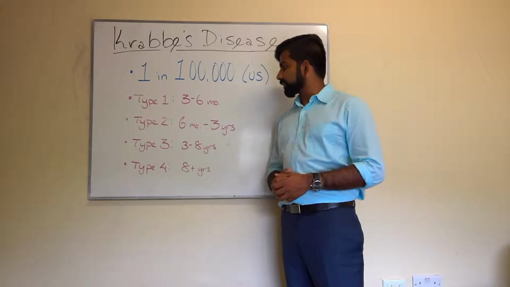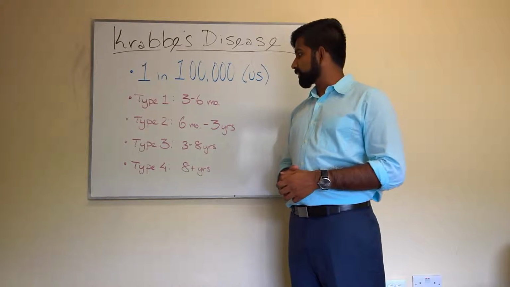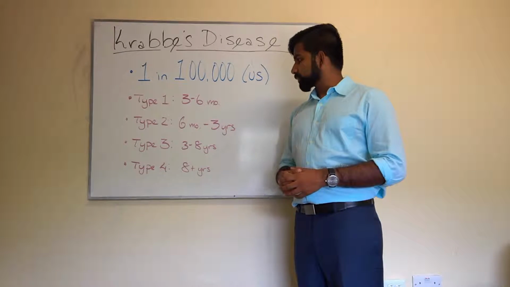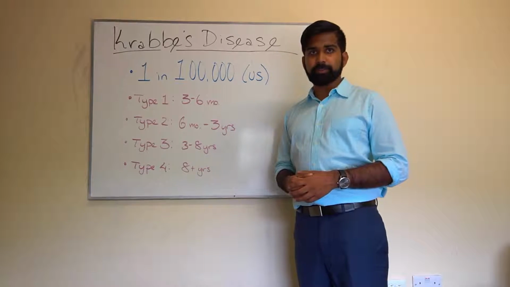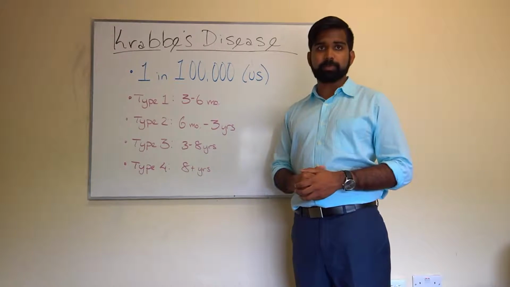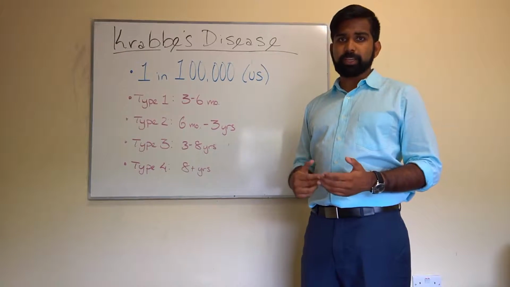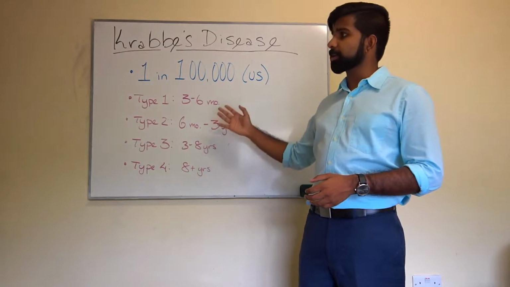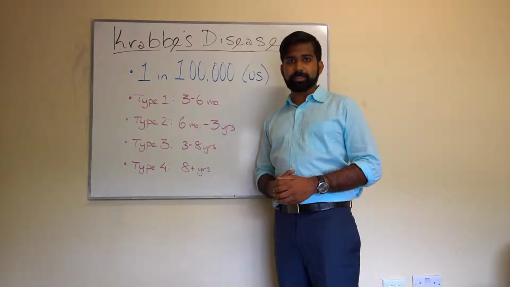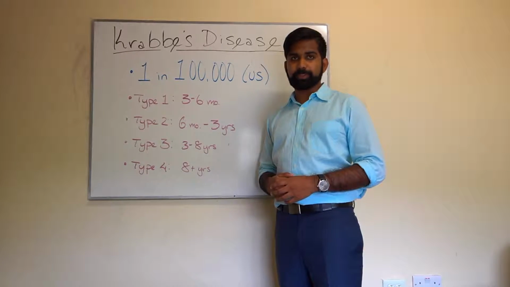Type 2, which is the late infantile, occurs between 6 months and 3 years. Type 3, which is considered the juvenile subtype, occurs between 3 and 8 years. And type 4, which is the adult subtype, occurs anything after 8 years. Because these subtype ages are so low, the average life expectancy for Krabbe's disease is about 7 years.